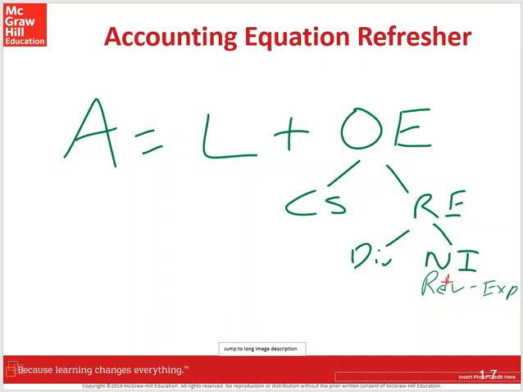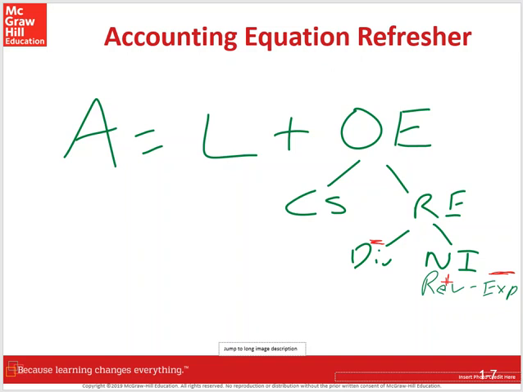How about if we incur more and more expenses? What does that do to net income, retained earnings, and owner's equity? I hope you said it's going to make it decrease. So expenses are going to take away from net income, retained earnings, and owner's equity. What about when we pay out dividends? What does that do to retained earnings? Also decreases it.